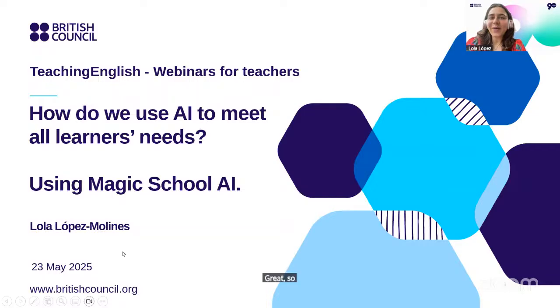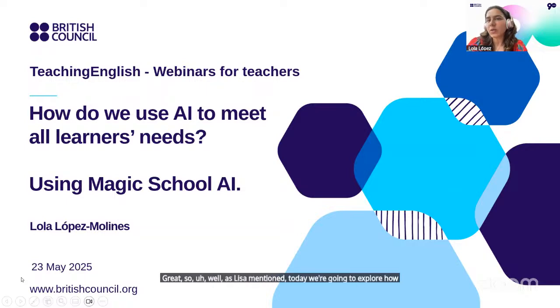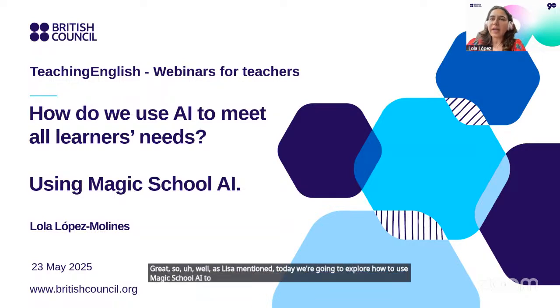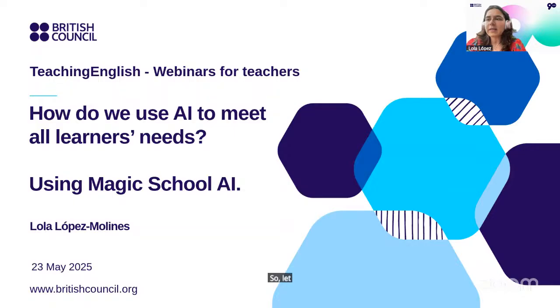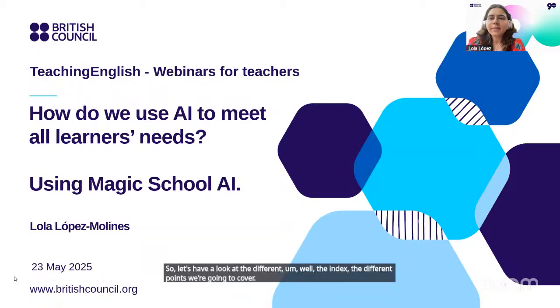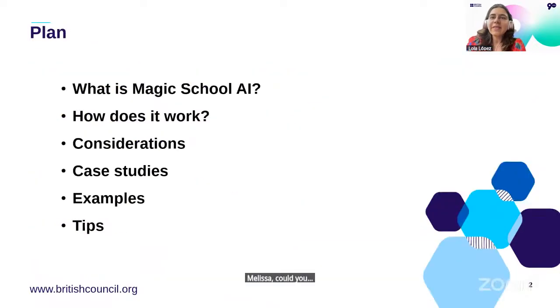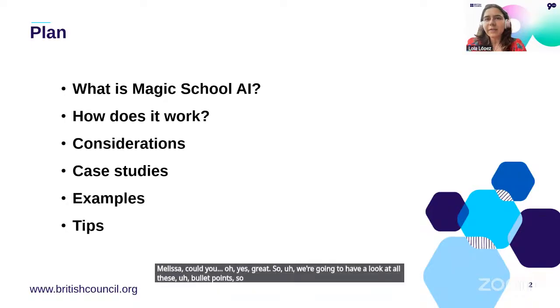Great. As Melissa mentioned, today we're going to explore how to use Magic School AI to embrace all learners' needs in the EFL classroom. So let's have a look at the index, the different points we're going to cover. Melissa, could you? Oh, yes, great. We're going to have a look at all these bullet points. Let's have a look at the first one. What is Magic School exactly?